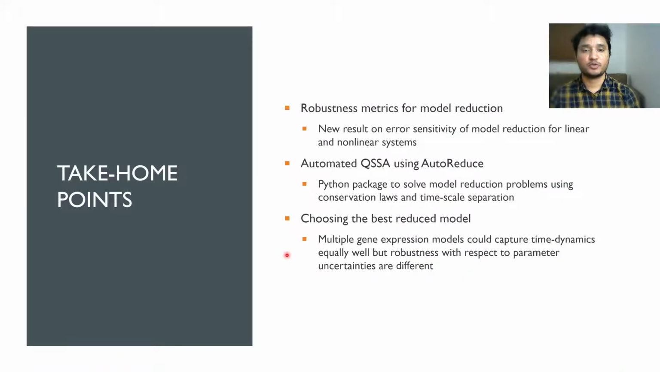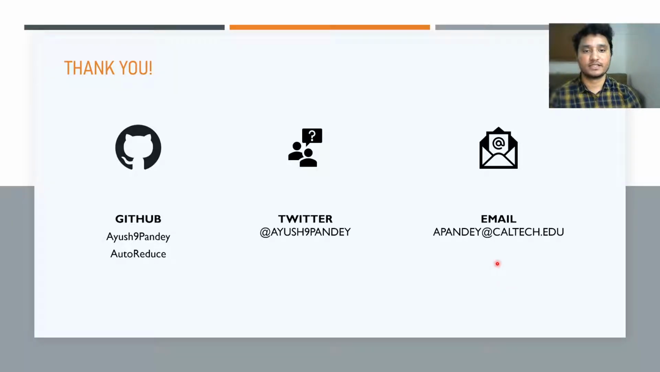With that, I would like to conclude and summarize that we have solved a robustness metric problem for structured model reduction for both linear and nonlinear systems. We have shown a package that has common model reduction tools that can be used to solve these problems, and we have demonstrated the utility of choosing the best possible reduced model using a biological system example.